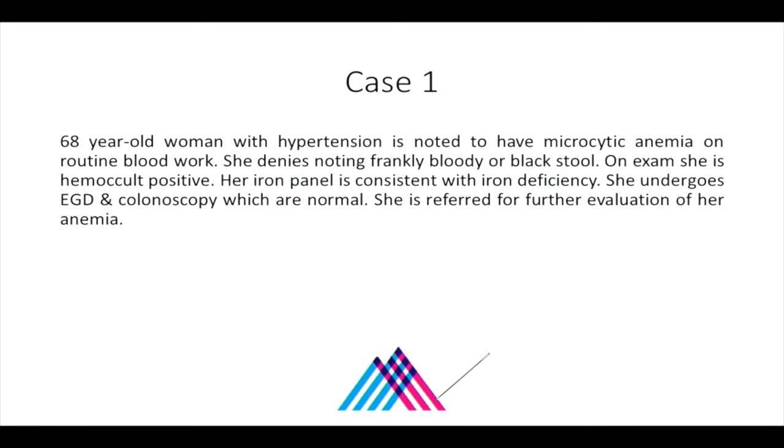A 68-year-old woman with hypertension is noted to have microcytic anemia on routine blood work. She denies noting frank blood in the stool or melena or black stool. On exam, she is Hemoccult positive. Her iron panel is consistent with iron deficiency. She undergoes EGD and colonoscopy, which are normal. And she's referred for further evaluation for her anemia. So what does she have?